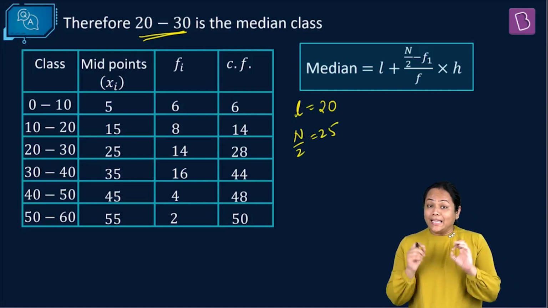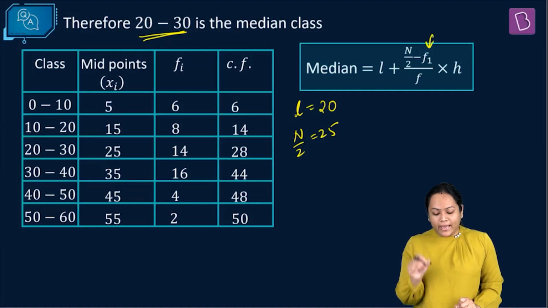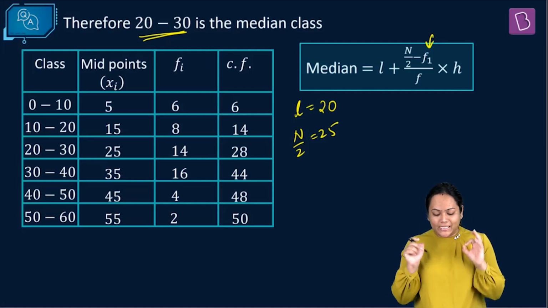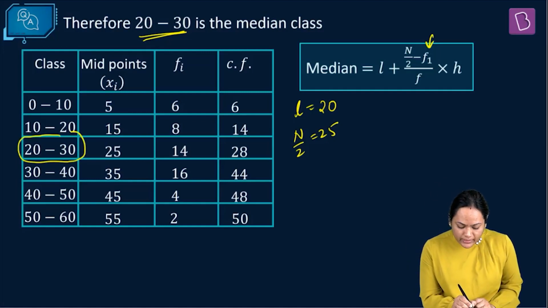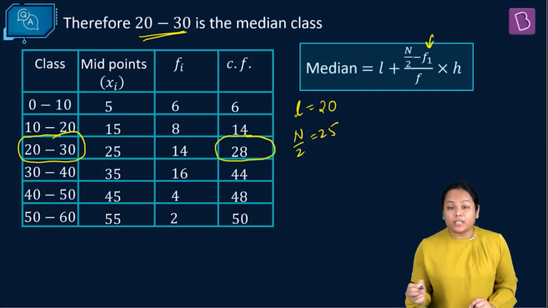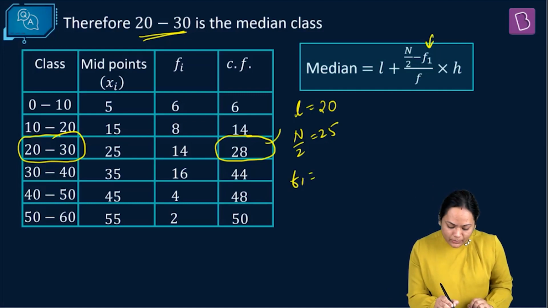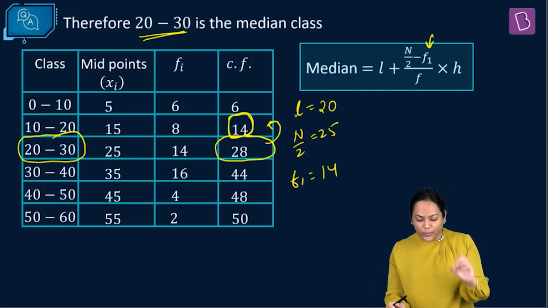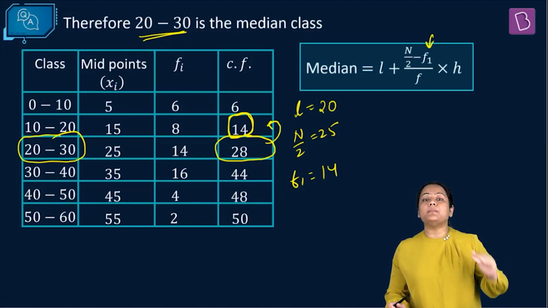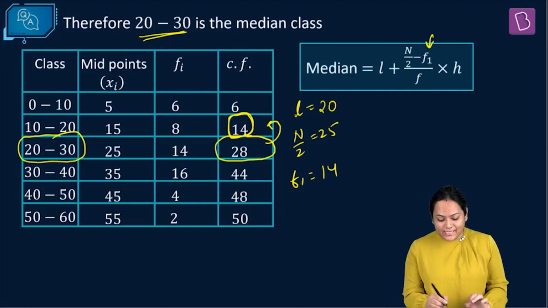Perfect? Okay. Now comes another term which is F1. Now, what is F1? Well, F1 is the cumulative frequency just preceding the median class. Okay, so my median class is 20 to 30. Its cumulative frequency is 28. So, F1 is the cumulative frequency just preceding this median class. That means F1 value is equal to 14. Right? Okay, so this is my F1, the cumulative frequency of the class which is preceding the median class. Clear? Perfect.